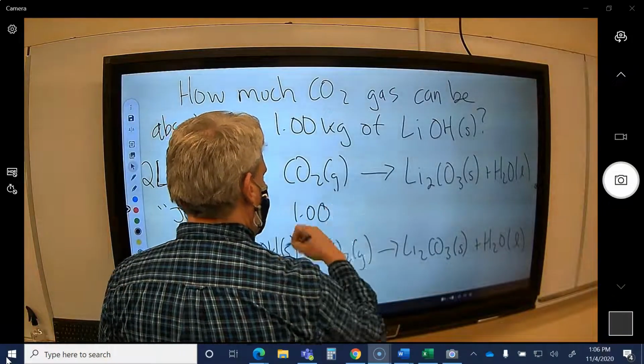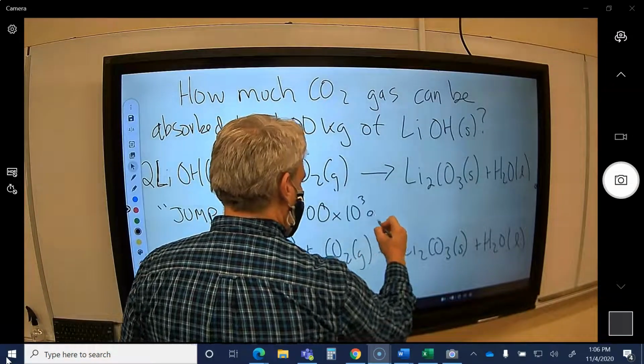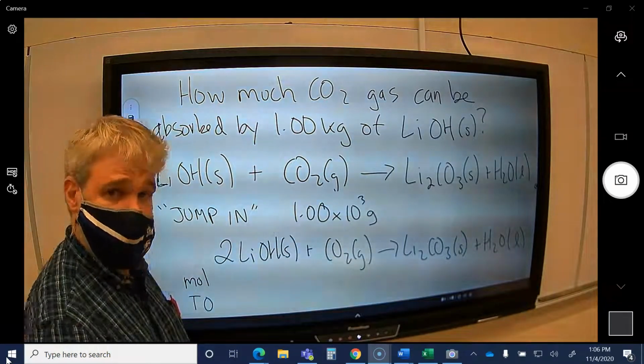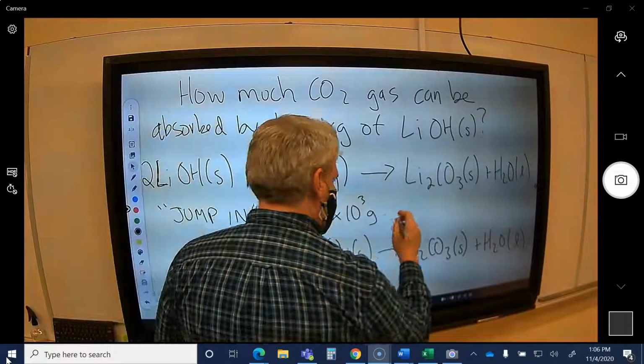And so we're going to jump in by converting 1.00 kilograms, which I happen to know is 1.00 times 10 to the third grams. You can do that with a separate unit conversion step, but in honors chemistry, you can also just write it down if you know how to do that.